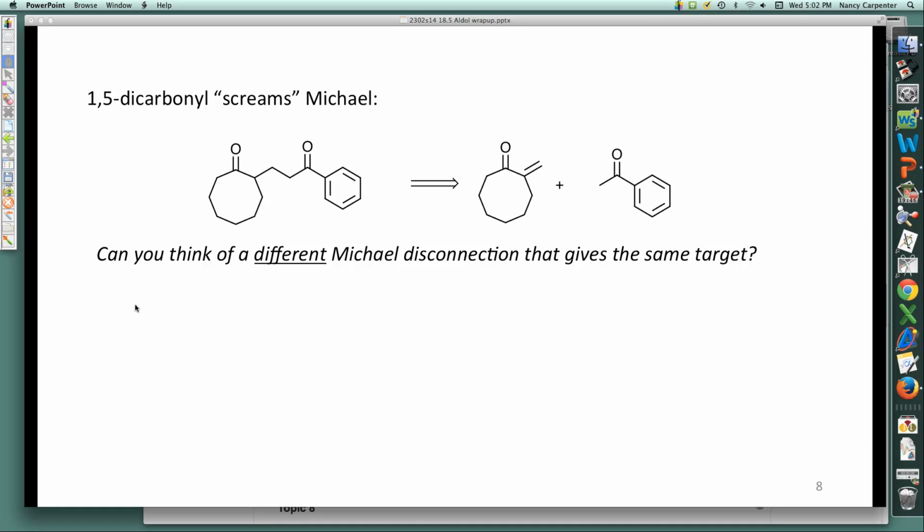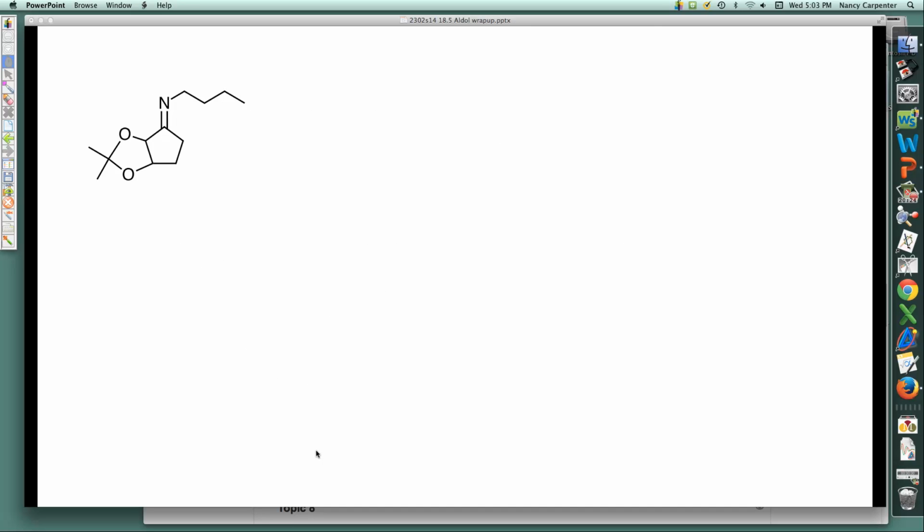Here's a question for you. Given this target, there's more than one way you can make that target by a Michael reaction. Can you think of the different Michael disconnection? So those are the simple ones. I gave you a tough one on the worksheet from Wednesday, the 19th. Here is another example. Here's a target. There's no obvious 1,3, there's no obvious 1,5, there's no alpha-beta unsaturated carbonyl. All of the hints and bells and whistles are gone.